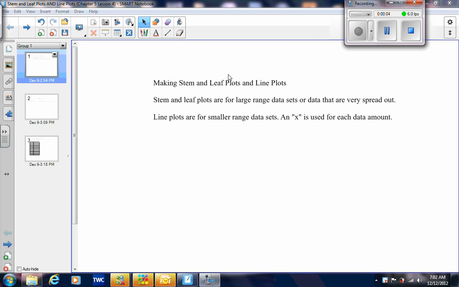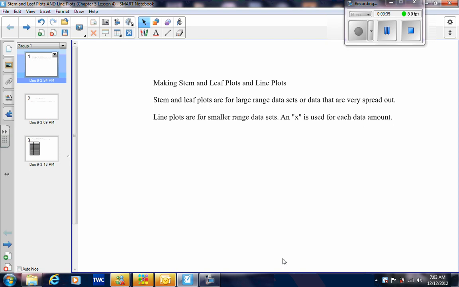All right, this lesson is going to be about making stem and leaf plots and line plots. Stem and leaf plots are for large range data sets or data that are very spread out. If a data set has a whole spread out data from very small to very large, the stem and leaf plot really works well so that all those data get in there still, and you can still see the shape of the data.